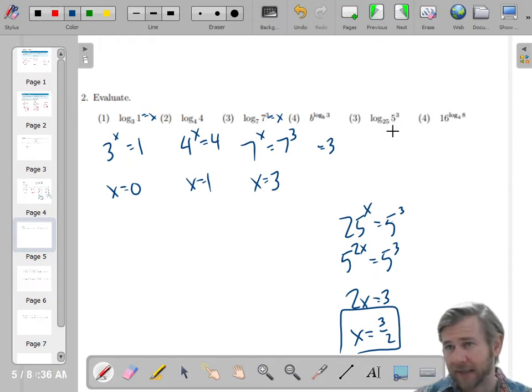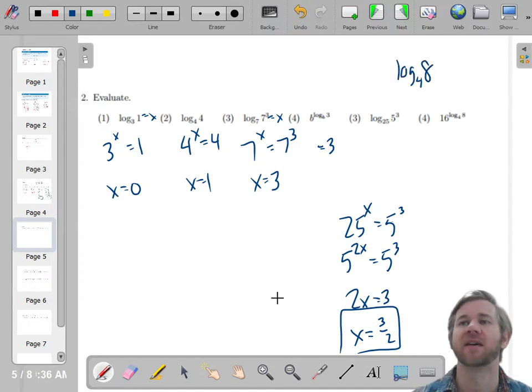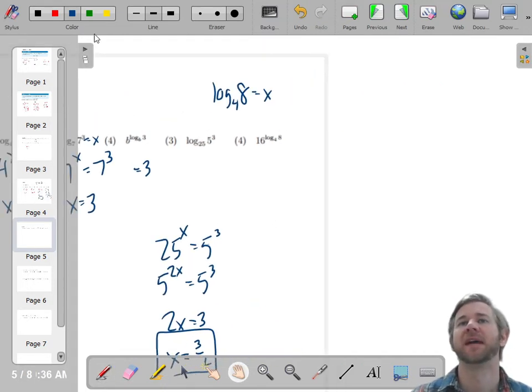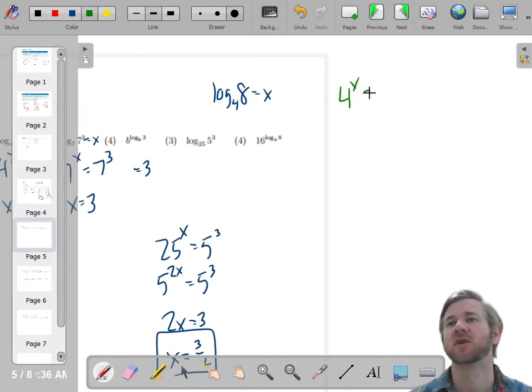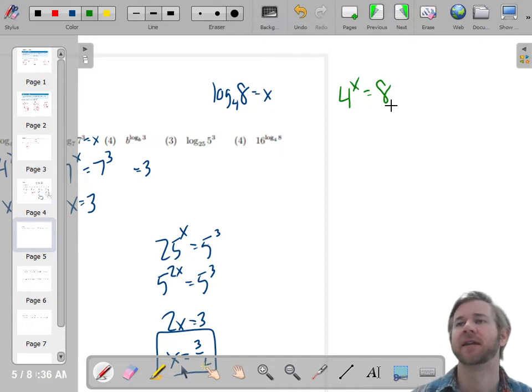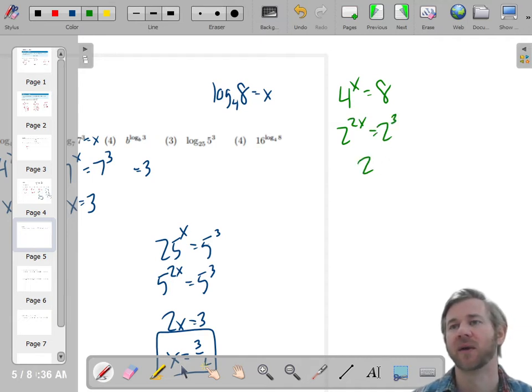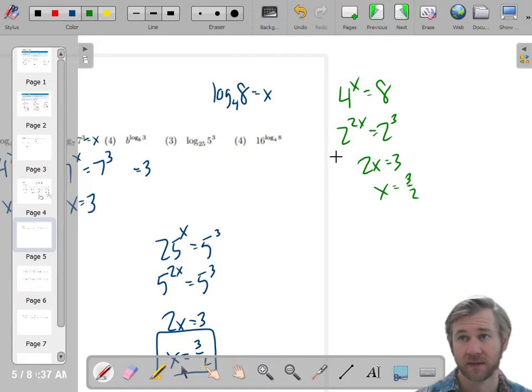All right, let's see. How are we going to do this one? I think the best way to do this is to simplify this first. The base 4 log of 8. I'm going to do that first, and then I'll deal with this 16 thing. So the base 4 log of 8 is like saying 4 to the x equals 8. And then you're like, well, 8's not a power of 4, so let's rewrite these as powers of 2. So 2x has to be 3, which means x equals 3 halves again.